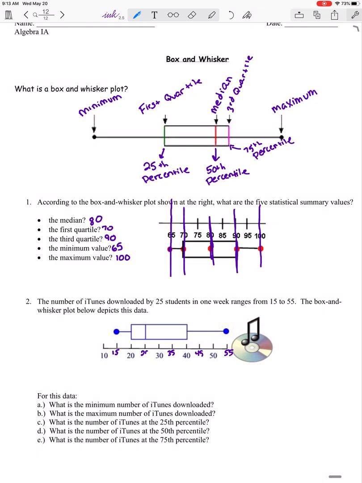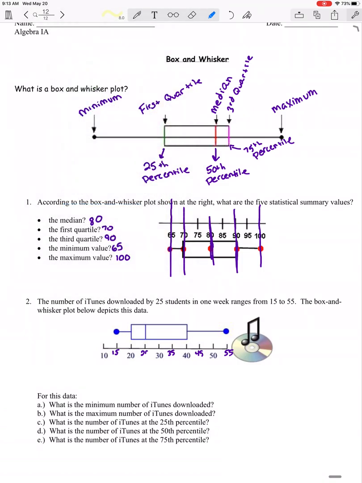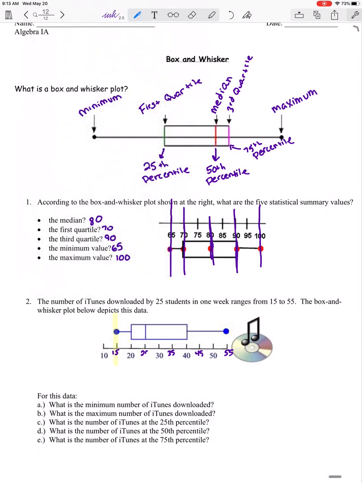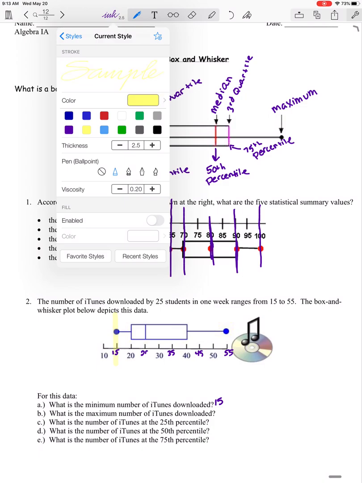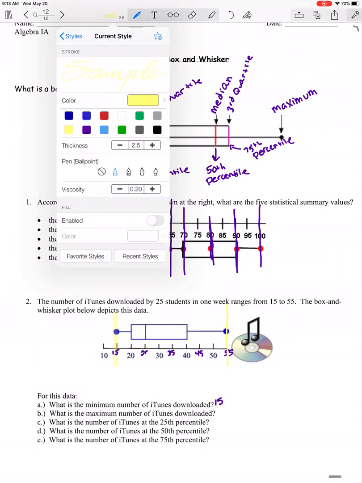So the minimum number we know is that first dot, which is right here. So that's going to be at 15. What is the maximum number of iTunes downloaded? So let's take a look. Maximum is this last dot here. So that's going to be 55.